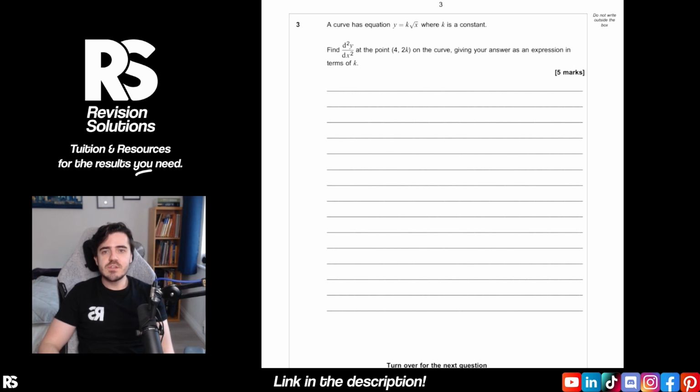So now for the next question, it says, a curve has equation y equals k root x, where k is a constant. Can we find the second derivative, d2y by dx squared, at the point (4, 2k) on the curve, giving our answer as an expression in terms of k? So we're going to have to differentiate. The first thing I would do is express the curve as a power of x. So if we have y equals k root x, that's really just kx to the half.